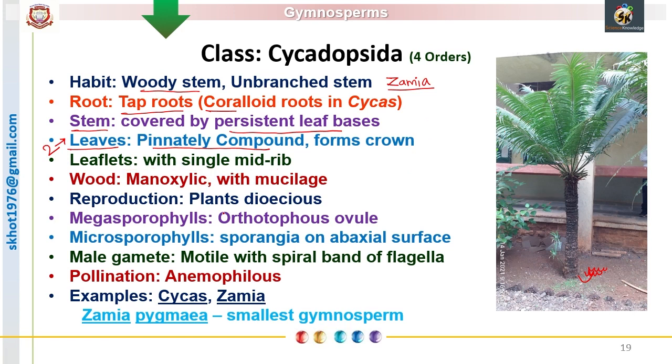With reference to reproduction, we have two types of plants. Sexually, we get male plants distinct from the female plants.